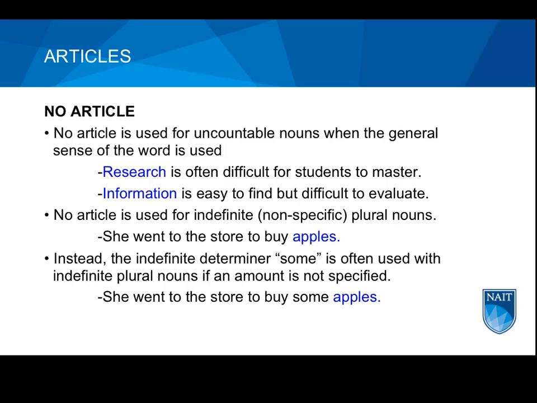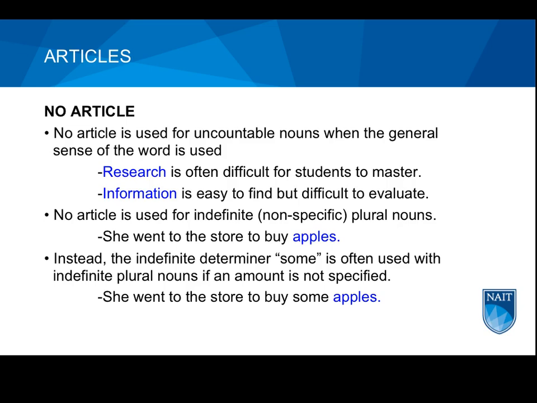We also do not use any article before an indefinite, non-specific, or general plural noun. So for example, in the sentence, "She went to the store to buy apples," we're talking about an unidentified number of apples. We don't know how many apples. They're in the general sense, not a specific type of apple that the audience would know. And so we do not use any article before the word apples.